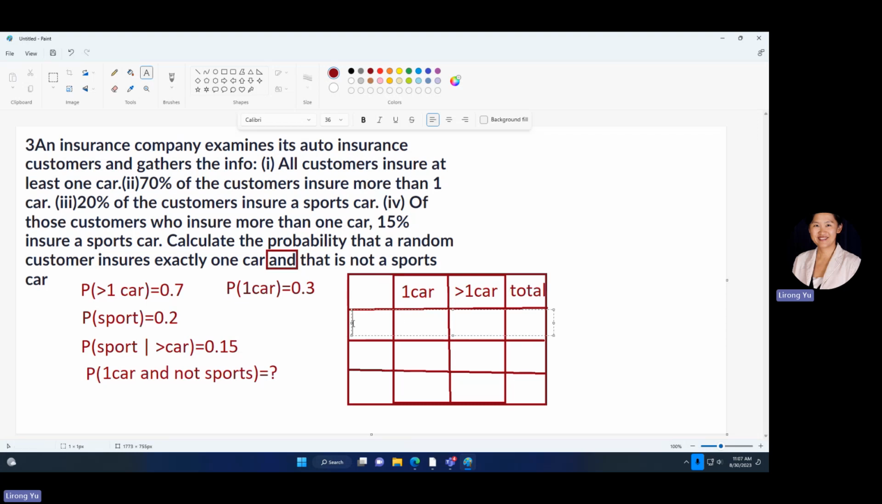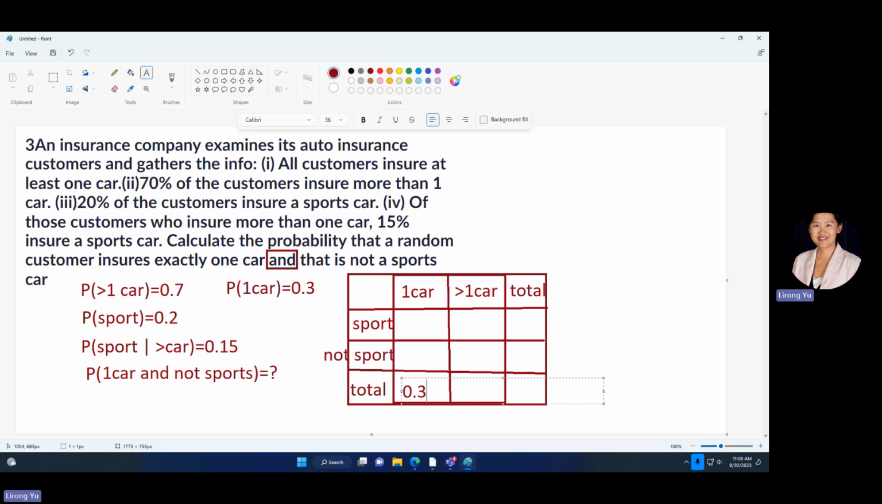Try to organize them. And then for the other characteristic of the insurance, is it a sports car or not a sports car. And then lastly is total. Right. So we try to make a table like this. We try to fit all the information into a more organized way. 1 car and more than 1 car, they are the probability. I have to put that into the total because that's a single event. If you have a joint event, you put it in the middle, or you multiply if they're independent.